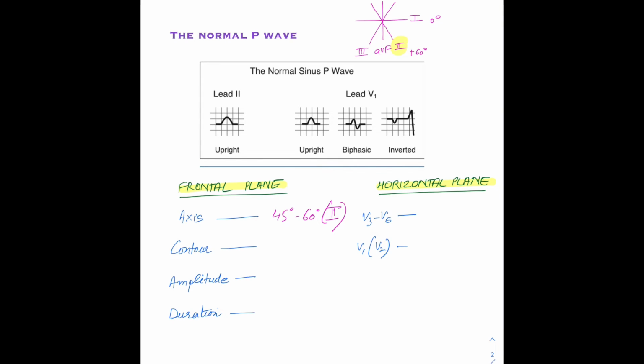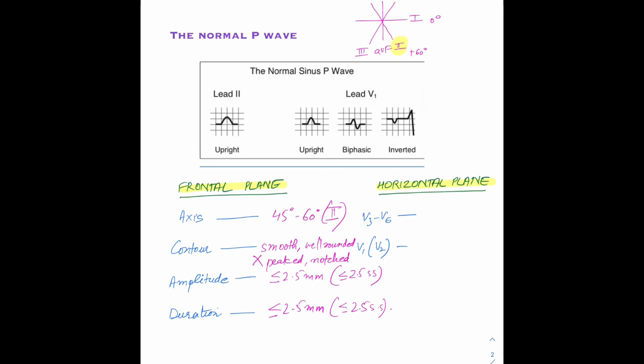Next, when we come on to the contour of the normal P wave, it's smooth and well rounded. It should not be peaked or notched. So that's very important, that it has to be really smooth and well rounded. You can see here, it's quite smooth and well rounded. Now coming on to the amplitude and duration, it's very easy to remember the number here because it's the same for the amplitude and the duration. In both cases, it has to be less than 2.5 mm or less than 2.5 small squares. And it's the same even in case of duration.